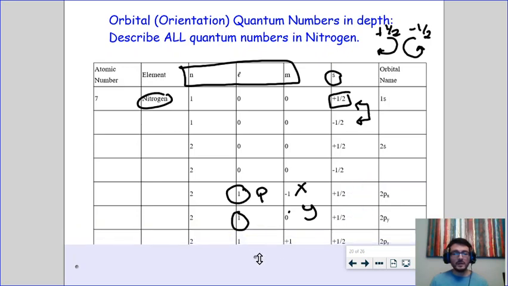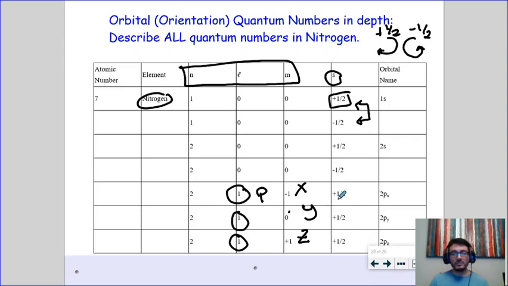Right? And finally, our last electron, still in the p orbital. It has a z orientation though, right? -1, 0, and 1. These are our possible ML numbers, orientation numbers. You have positive half, positive half, positive half.